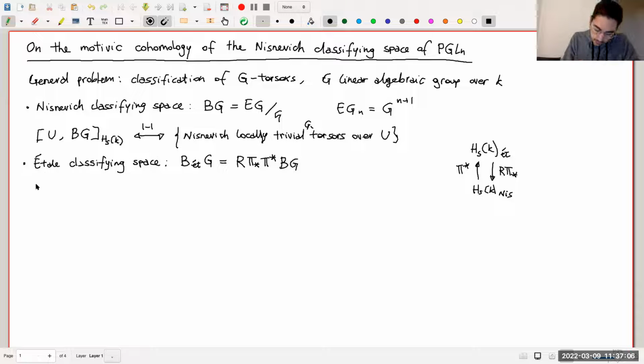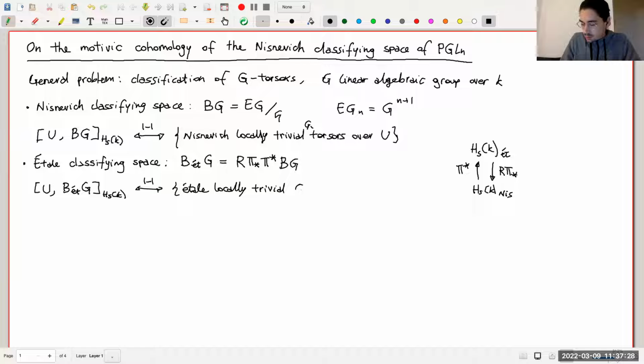locally trivial. So we have the homotopic maps, HSK, in one-to-one correspondence with étale locally trivial G-torsors over U.